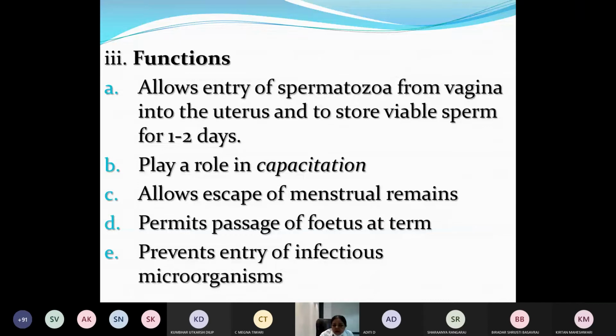Functions: allows entry of spermatozoa from vagina into the uterus and stores viable sperm for 1 to 2 days. Plays a role in capacitation. Allows escape of menstrual remains. Permits passage of fetus at term. Prevents entry of infectious microorganisms.